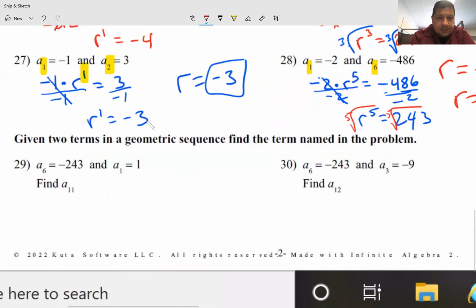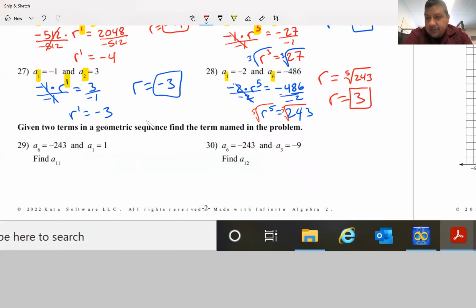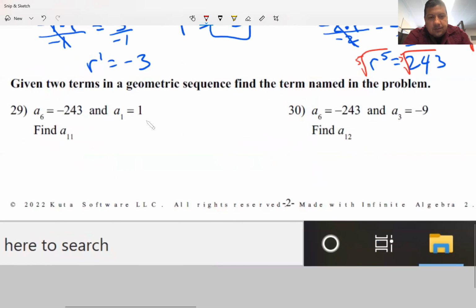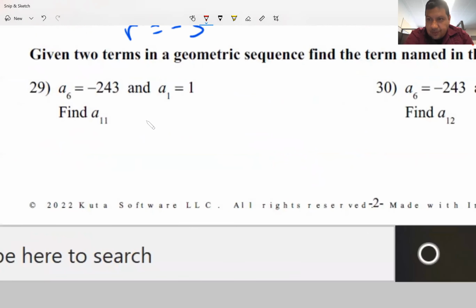Okay, good. Now let's take a look at number 29. I'm going to give you two terms, right? They don't have to be consecutive. In this case, I gave you the 6th term and the first term. So, given two terms in the geometric sequence, find the term named in the problem. I gave you the 6th number. I gave you the first number. And I want you to give me the 11th number. Okay, so let's find out.